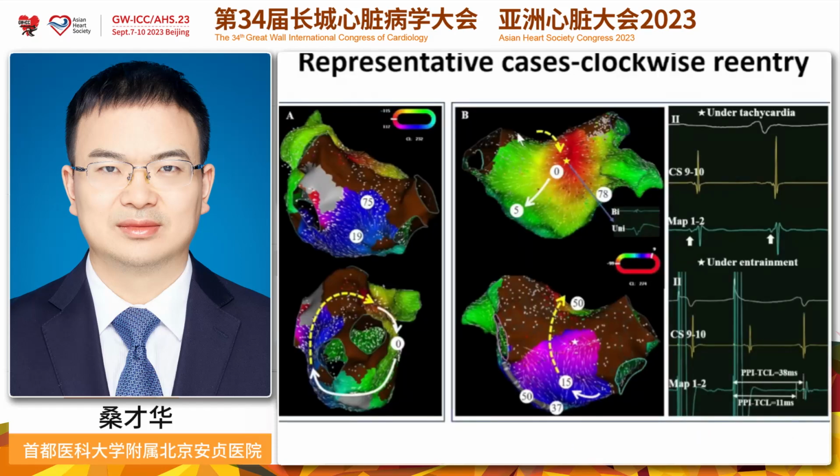Let's see this case. This is a pseudo-focal atrial tachycardia. When we do entrainment mapping, the PPI is good at the septal and posterior wall, but it's not good at the left atrial dome. We can also see a large area of slow zone.